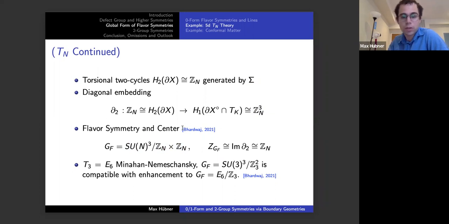And this result was independently found by Laksha in a paper where he considers this compactified on a circle. Now, it should be mentioned that we're blind to accidental enhancements. So for T3, which is the E6 Minahan-Nemeschansky theory, we would predict an SU(3) cubed mod Z3 squared. While this is compatible with enhancement of the flavor symmetry to E6 mod Z3, it does not predict it.